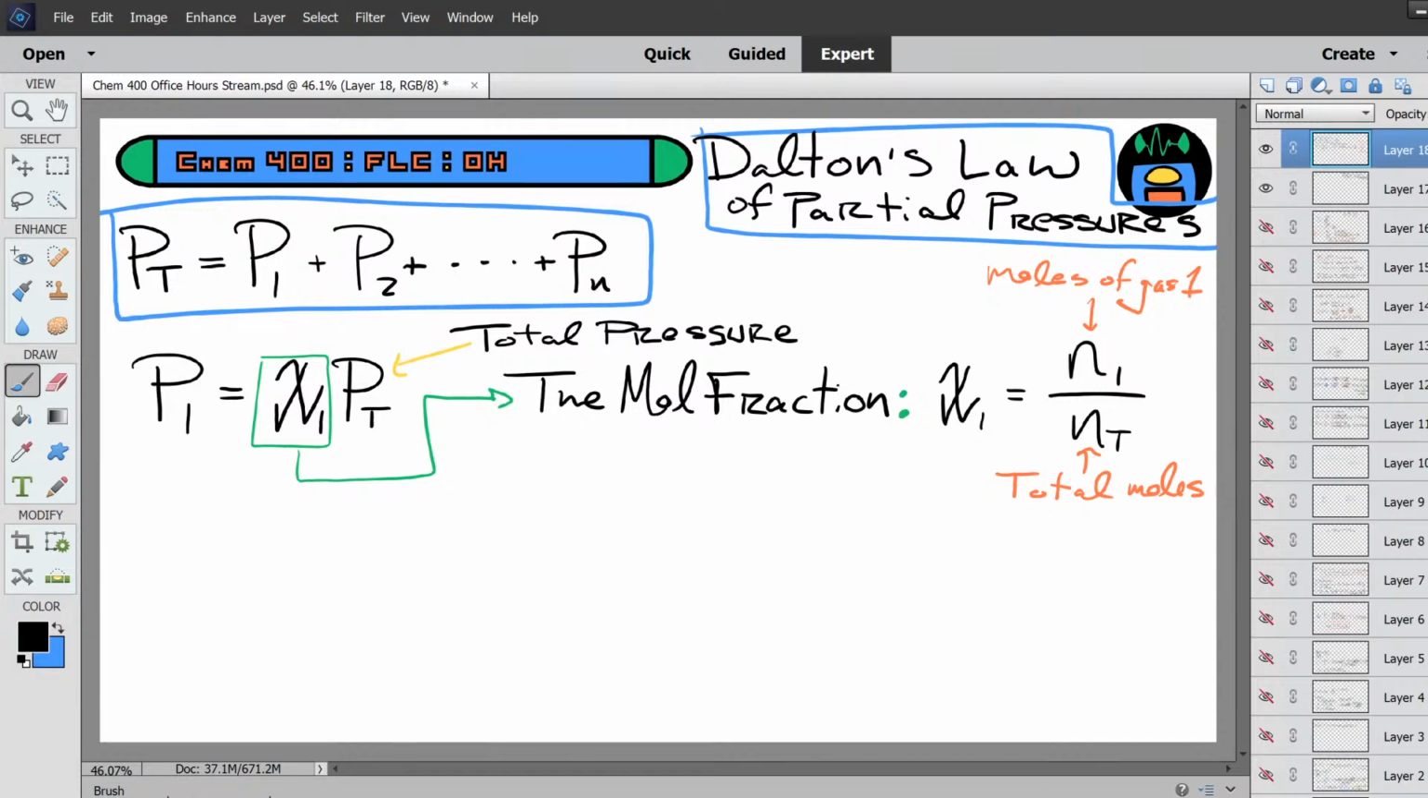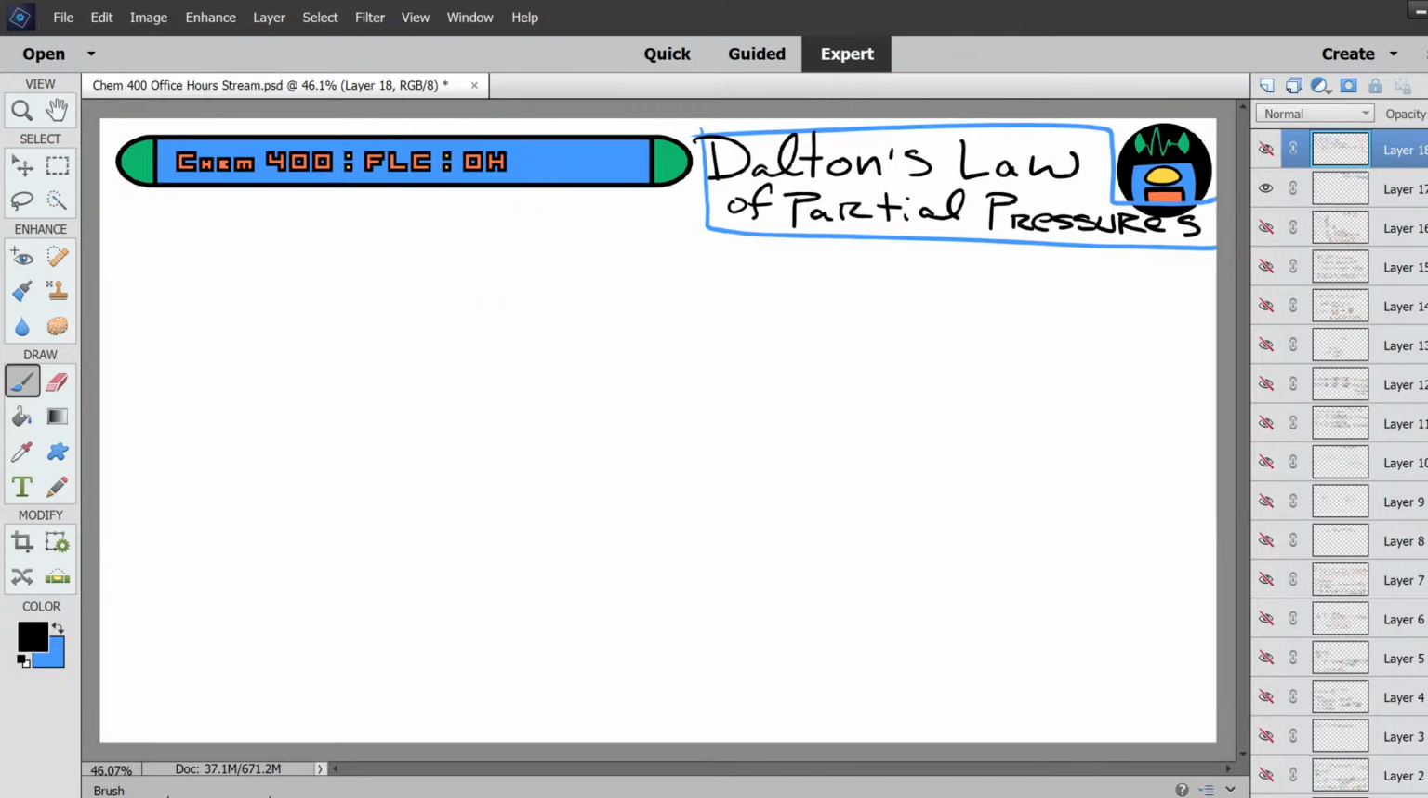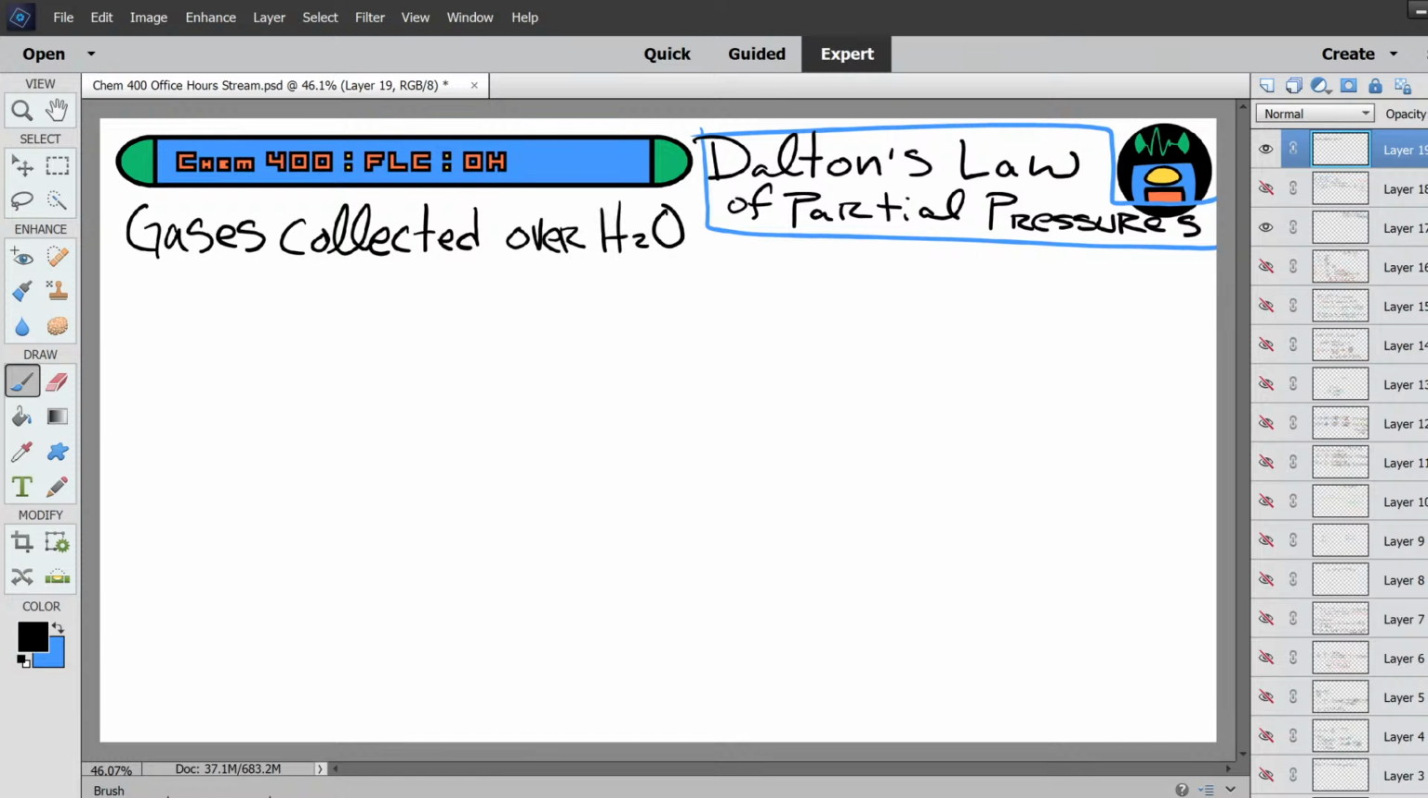So, Dalton's law of partial pressures ties in with this general class of problem for reactions where gases are collected over water. All right, gases collected over water.